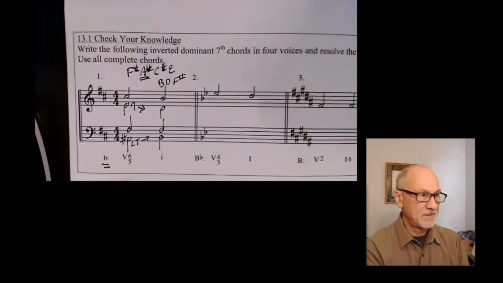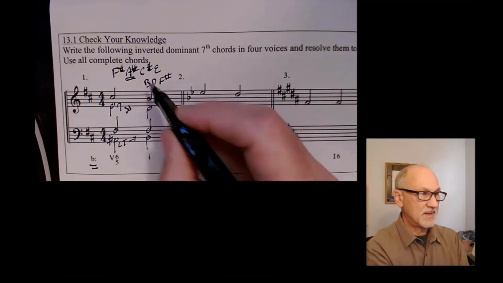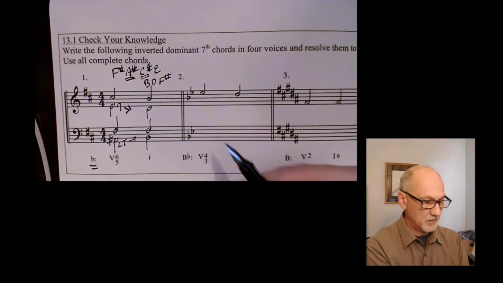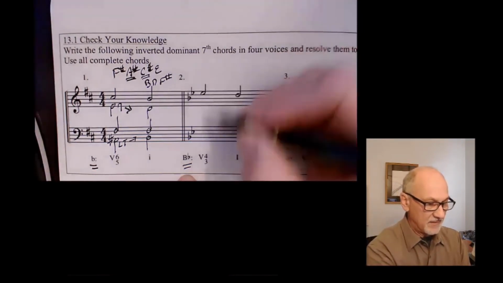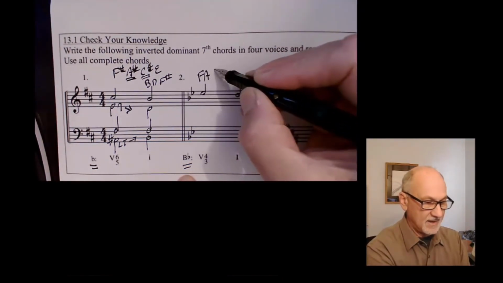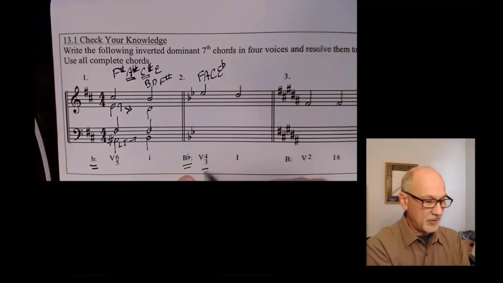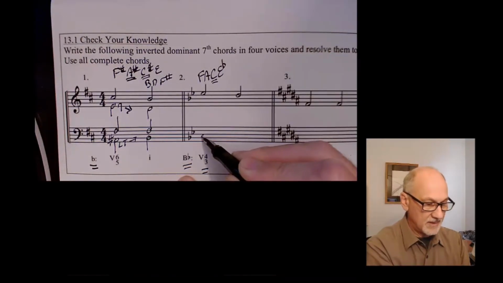Okay, here's number 2. This one is in second inversion, and that means that the C sharp is going to be in the bass. So I'll go ahead and, oh, actually, we have a different key. This is the key of B flat. So let's do this in the key of B flat. The 5 chord is F, A, C, E flat. And the 4/3 means that the 5th is going to be in the bass. So we'll go ahead and put that there.